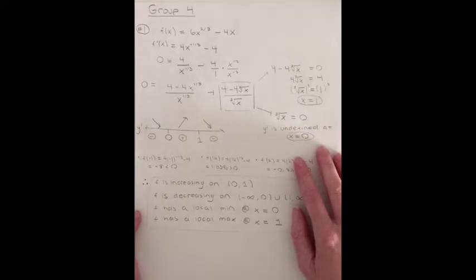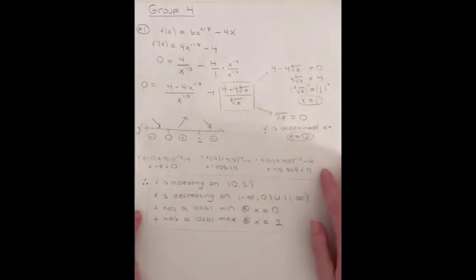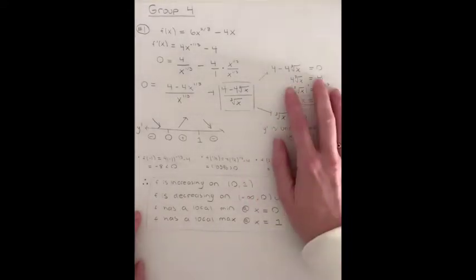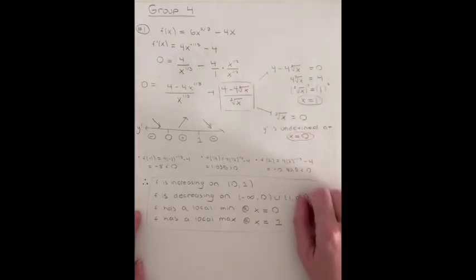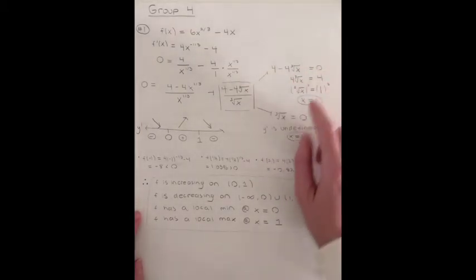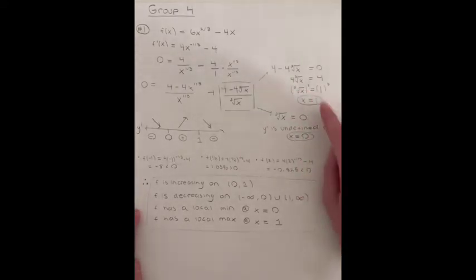Now we want to look at the numerator and denominator separately. When we set the numerator equal to 0, we can add 4 to the other side and then divide by 4 on both sides to get the cube root of x equals 1, and to cancel this out we can cube both sides to get x = 1. And for the denominator, we can see that y prime is undefined at x = 0.